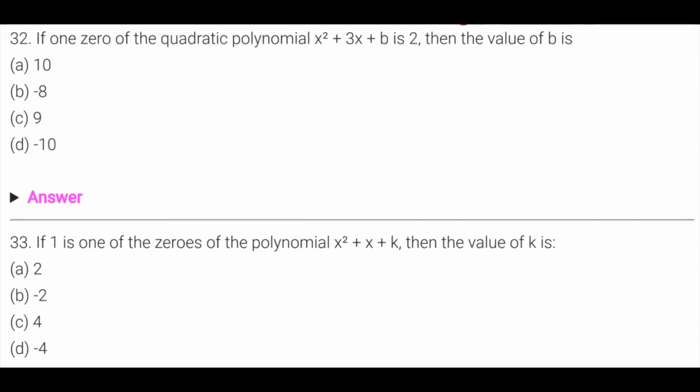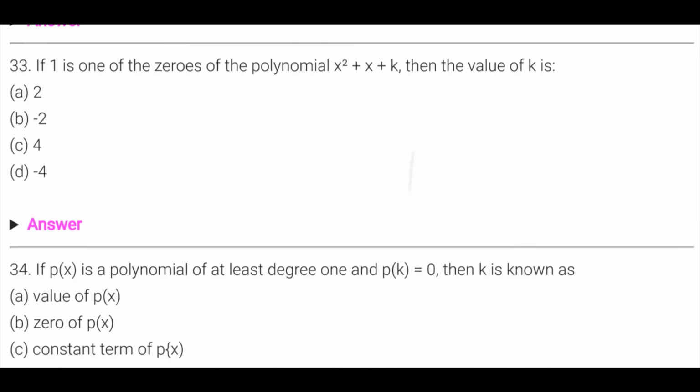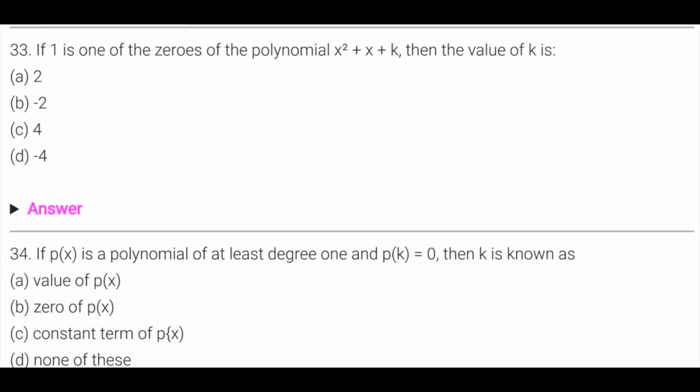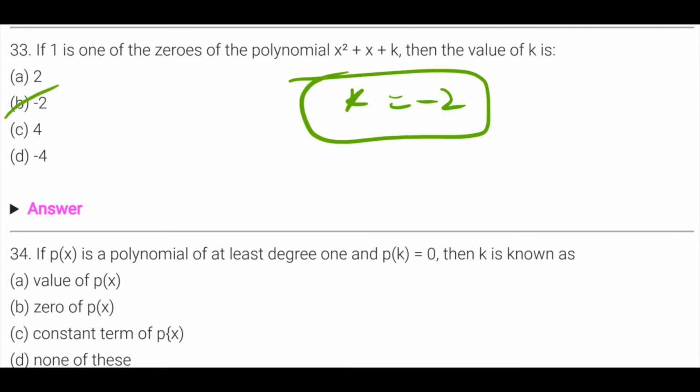Moving on to the next question, 32nd. If one zero of the quadratic polynomial is 2, then the value of B is. So 2 square is 4 plus 6 plus B equals 0 and B equals -10. I think this is the first question. If 1 is one of the zeros of the polynomial, the value of k. So k equals -2. If you substitute the value of 1 here, k equals -2.